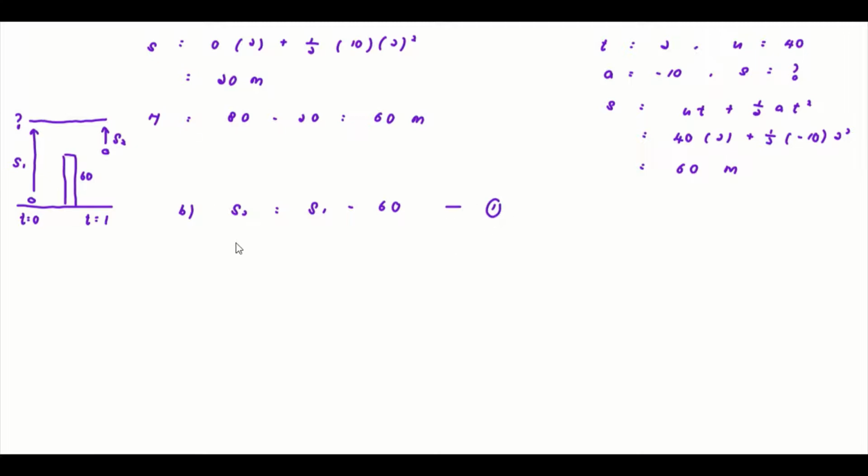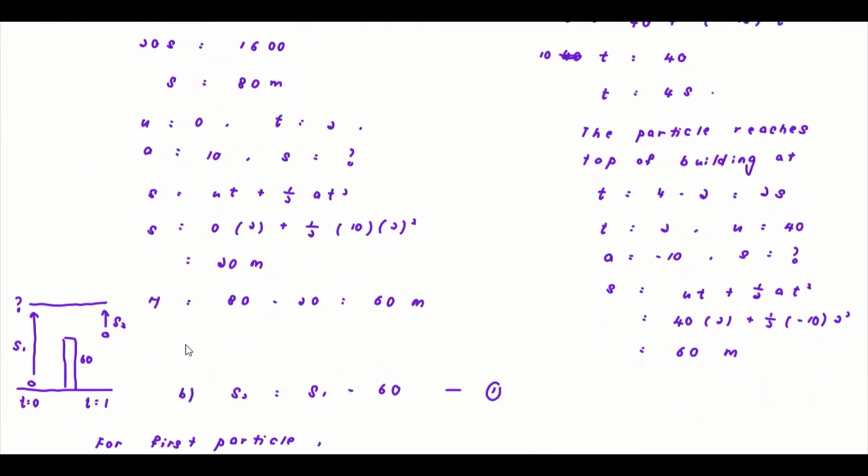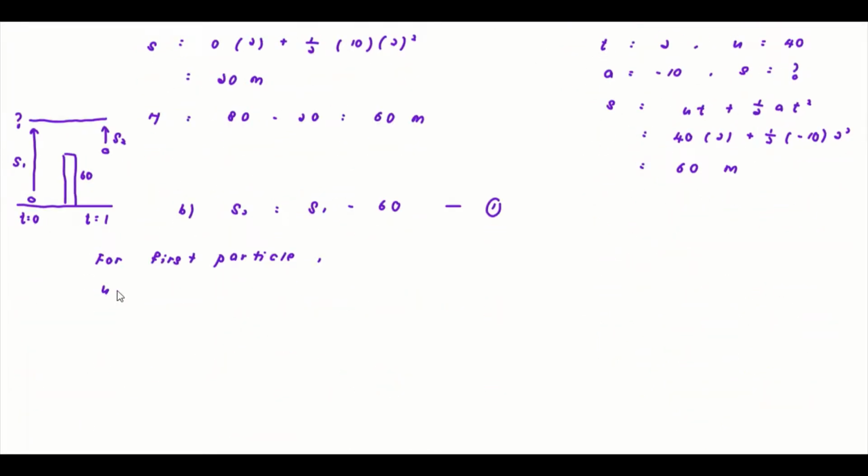Now I'll continue with the first particle. Perhaps I need to use left and right because I worry that I do not have enough space here. So for the first particle, what information do I have? I have the initial velocity, which is given in part A. So I know that U is equal to 40 and a is -10, and s and t are what I wish to solve for.